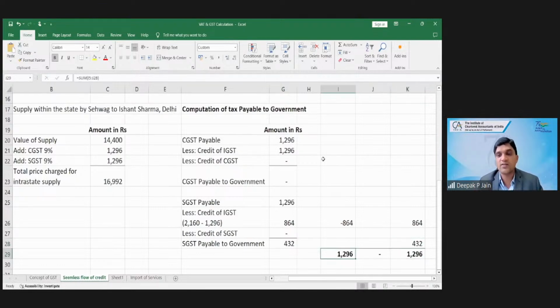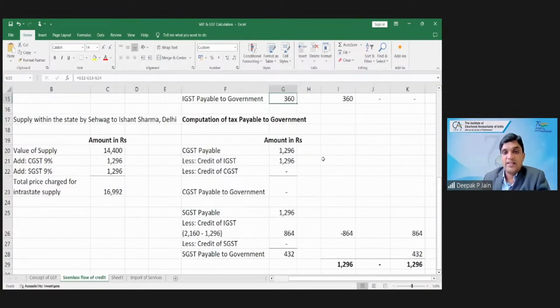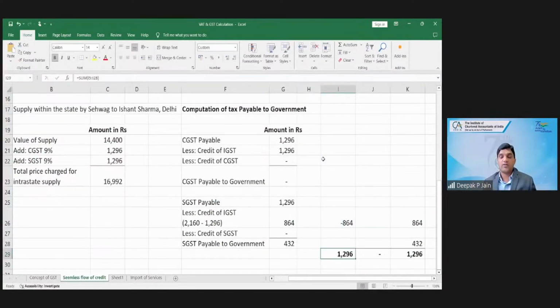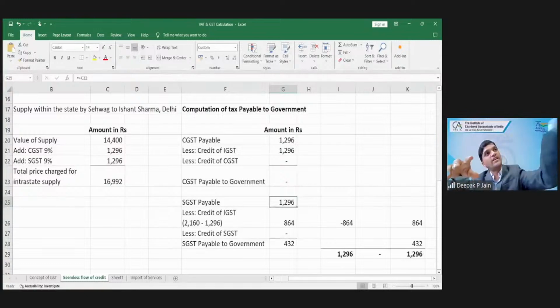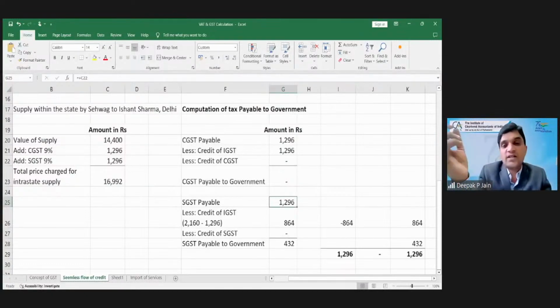So the total taxes payable: ultimately, on the end sale, SGST payable was 1296 and CGST payable was 1296. That is ultimately going to the respective government. So 1296 goes to the central government and 1296 goes to the state government. That is how the credit mechanism works. So any credit, how you utilize it, that's very important.